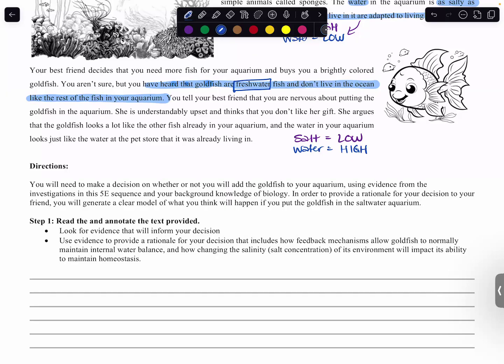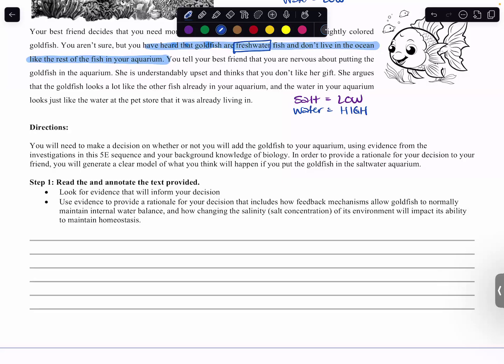And then use evidence to provide a rationale for your decision that includes how feedback mechanisms allow goldfish to normally maintain internal water balance and how changing the salinity or salt concentrations of this environment will impact its ability to maintain homeostasis. So if we all of a sudden just started bringing fish that live in the ocean into ponds that are freshwater and freshwater fish into ocean water, how will that disrupt their homeostasis in water and salt balance, right? That's what you're going to use evidence to describe your rationale here.